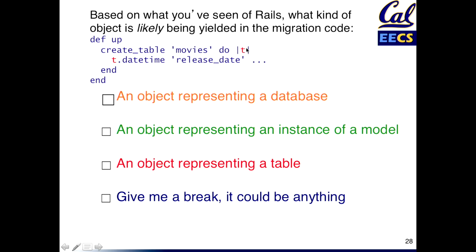What would be a reasonable assumption of what kind of a thing T is in this example? Is it an object that represents the database, an object representing an instance of the model, an object representing a database table, or given the information we have, it could be anything, and it's not fair to ask the question. OK, what does everybody else say?